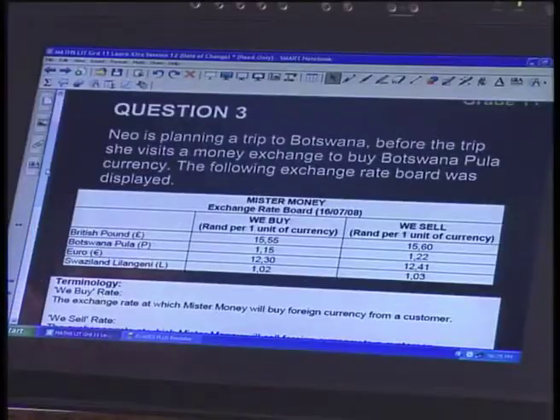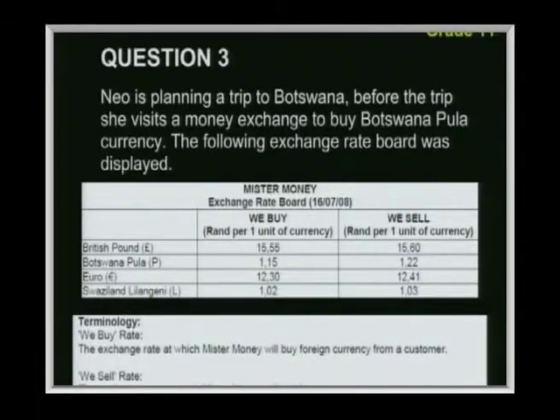Have you ever been overseas or to a different country? What happens when you want to buy something there? You have to use the other country's currency. Well, an exchange rate is a perfect example of how we can use rates in everyday life. So let's have a look at question 3. Neo is planning a trip to Botswana. Before the trip, she visits a money exchange to buy Botswana pula currency. The following exchange rate board was displayed.